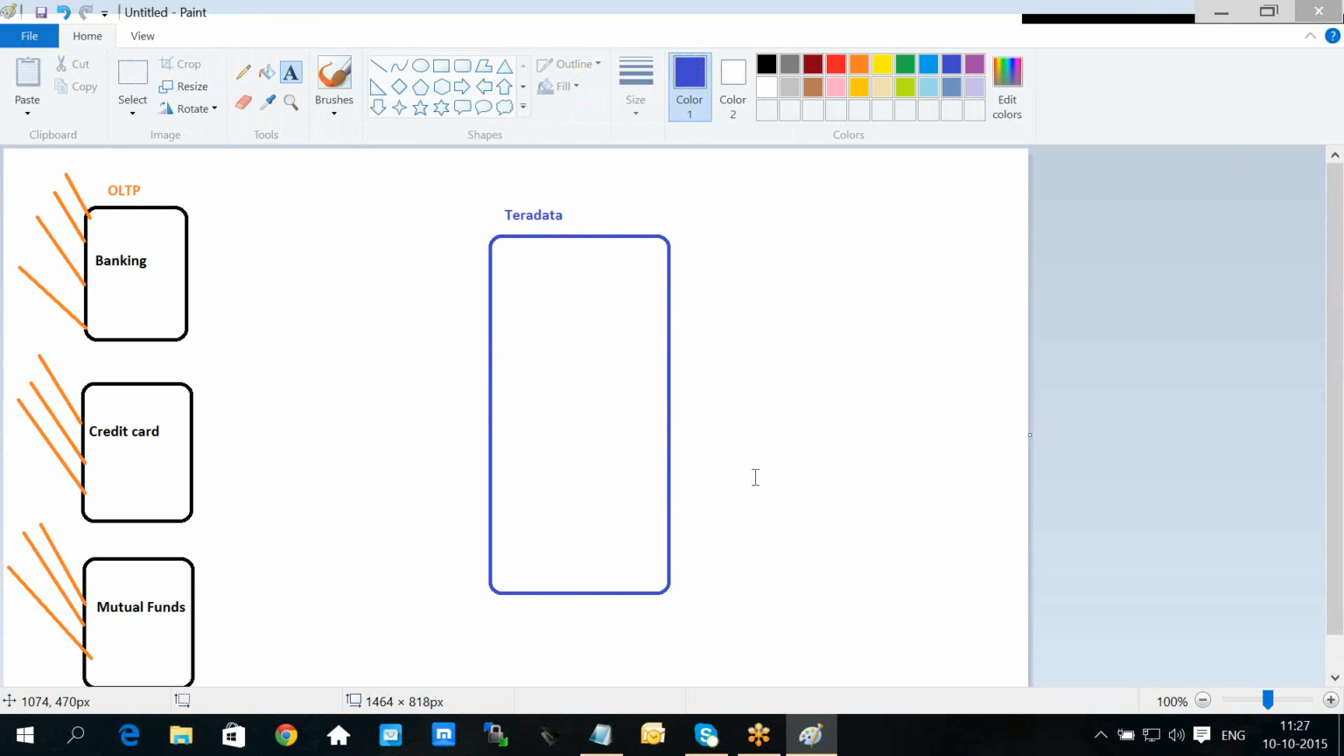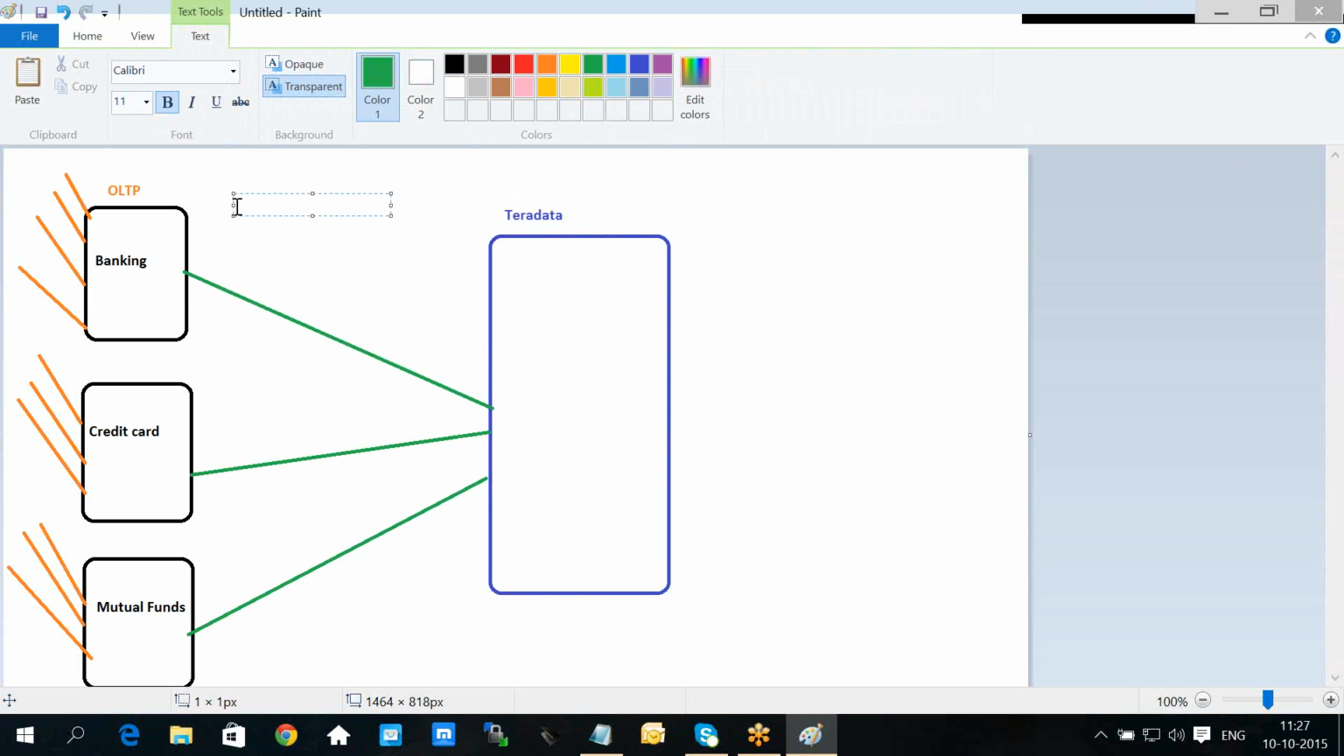Now, in order to enable the Citibank business user to analyze the data, what we need to do is integrate the data from all these applications into this one. So we will integrate the data from all these transactional systems and load it into the Teradata database. So the process of integrating this data is nothing but your ETL process.